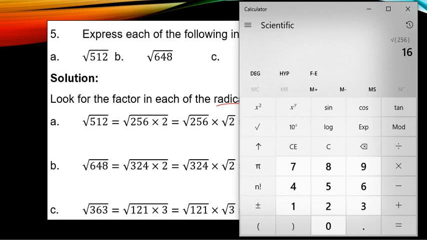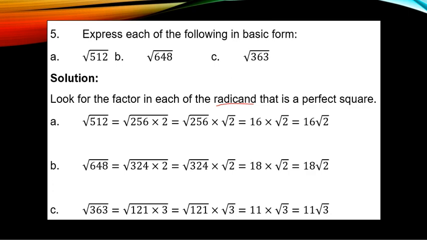All right, so let's continue. So you express 512 as 256 times 2. If you split it down, you have root of 256 times root of 2. For 256, the square root is 16, times root 2, which is an irrational number. When you multiply, you have 16 root 2. 16 root 2.